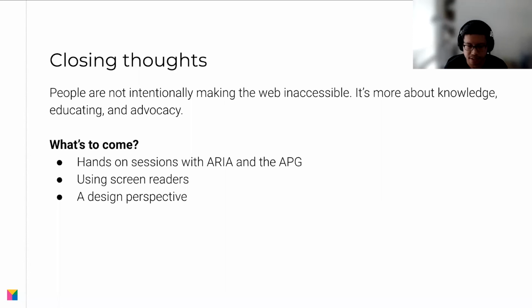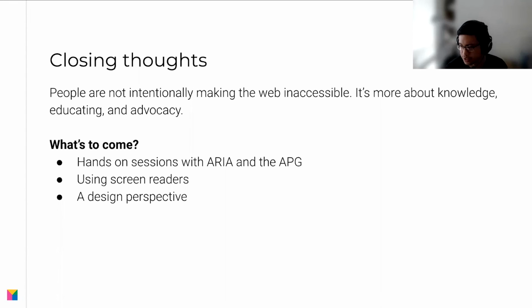And then lastly, the tools out there, I would say start exploring them, start trying to put them into your workflow. We're going to talk a little bit more about them in a future session. Our goals are to have more hands-on sessions with ARIA in general, working with the APG and seeing how you could fold this into the way you work. Also sessions on screen readers, tips and tricks, how to use them.